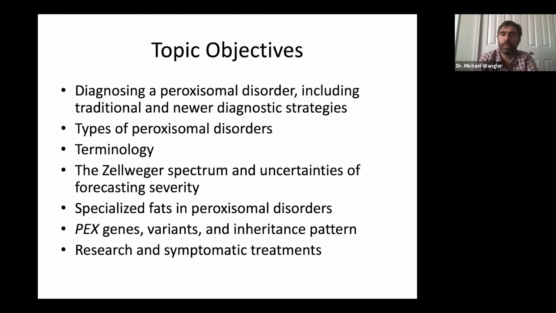We will spend some time talking about severity and forecasting severity. And we'll be covering some of the specialized lipids that are inherent in these conditions. We'll talk about PEX genes, variants, the inheritance, and then we'll discuss some of the research and the symptomatic treatments.